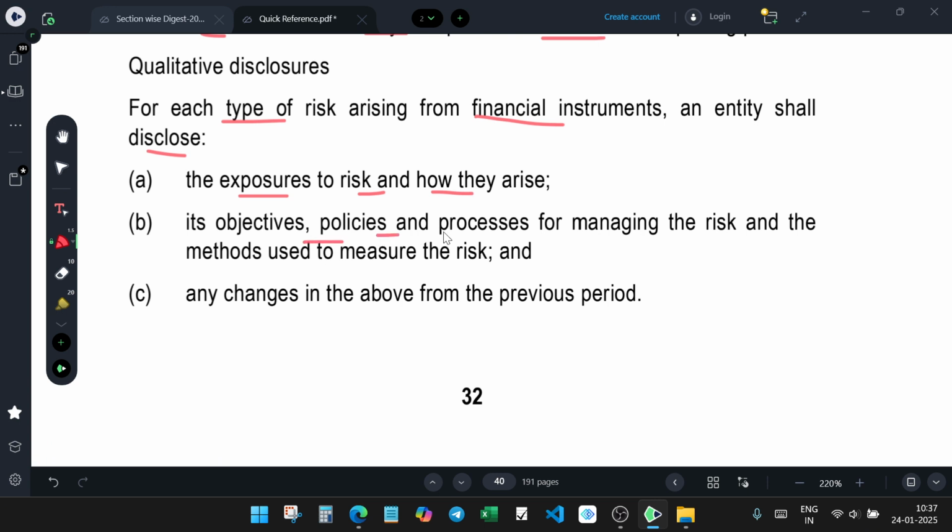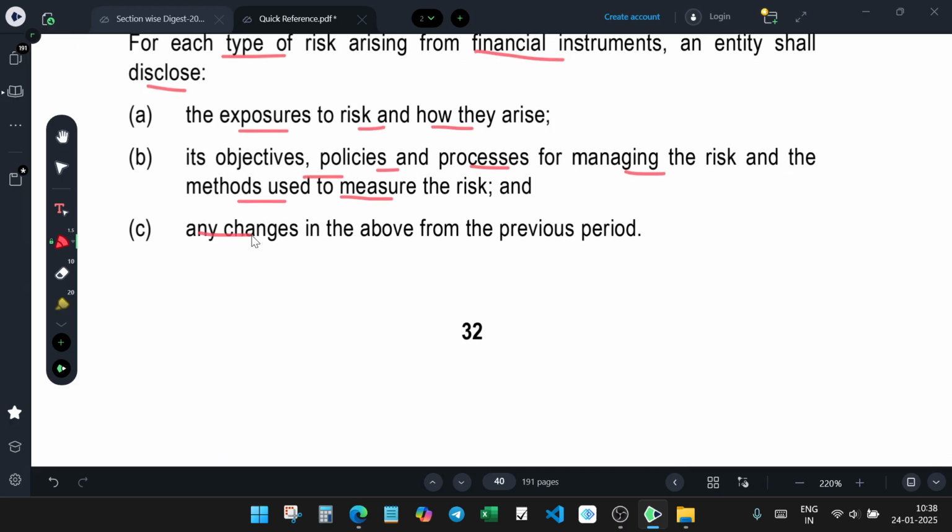The objectives, policy, and process for managing the risk and the methods used to measure the risk. So how did you find this risk, and what is the process and policy you use to find this risk? That is also to be disclosed. This is a qualitative disclosure. Any change from the previous period.